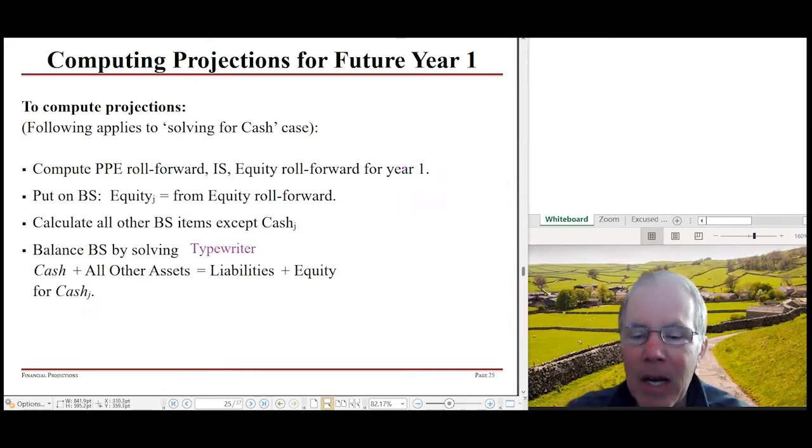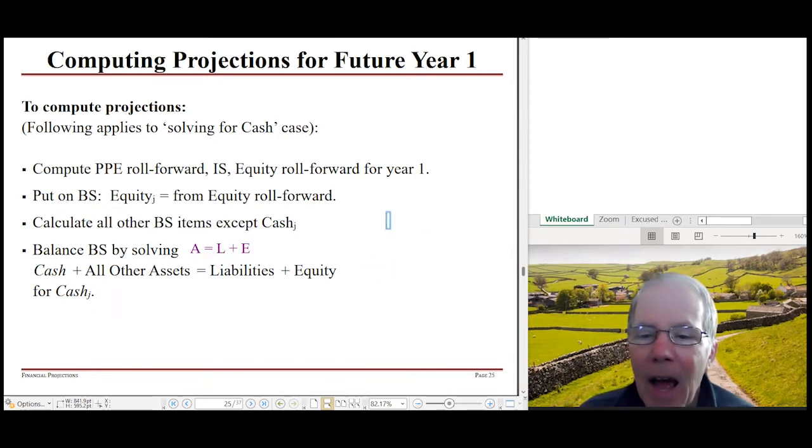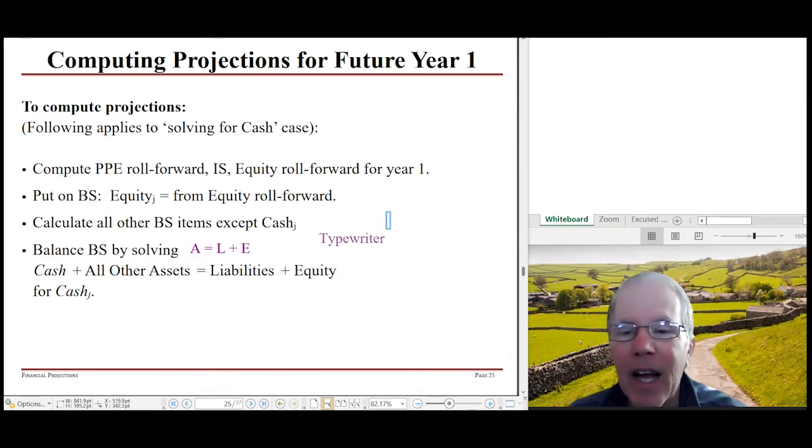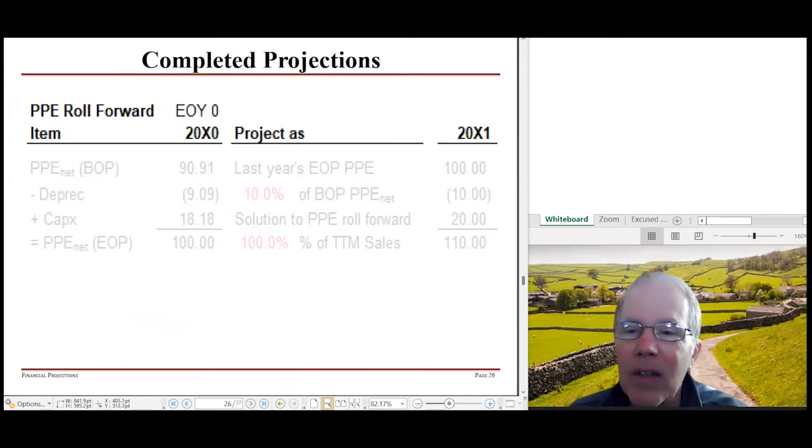What do we mean by balance the balance sheet? Balance means that assets equal liabilities plus equity. When that is true, you have a balanced balance sheet. And we're going to do that by breaking assets into cash plus all other assets equal liabilities plus equity, and we'll solve that for cash. So let's get to it here.